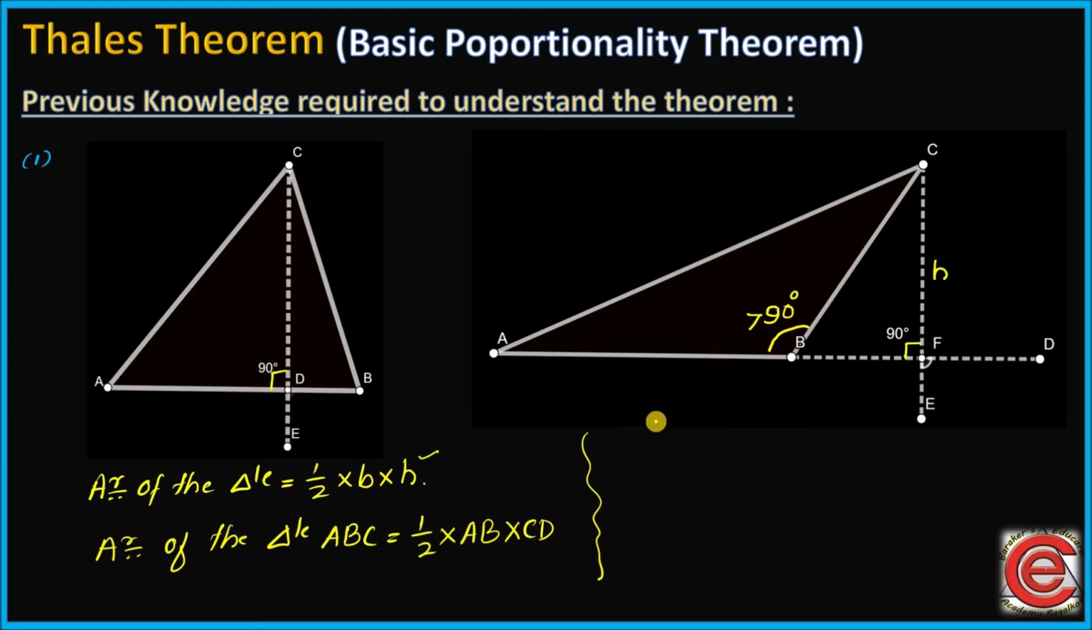Now CF becomes the height of that given triangle ABC. This knowledge is very essential for the students to handle the Thales theorem without any confusion. Hence for the second figure, area of the triangle ABC will be equal to half of base AB into height CF. So this is the first information the student should have in his mind before going to the Thales theorem.